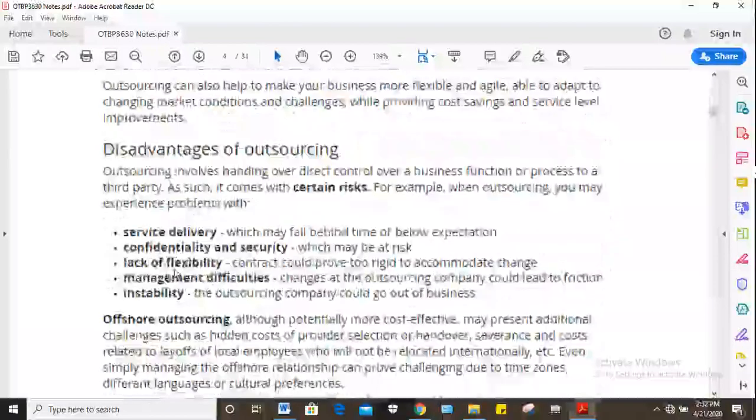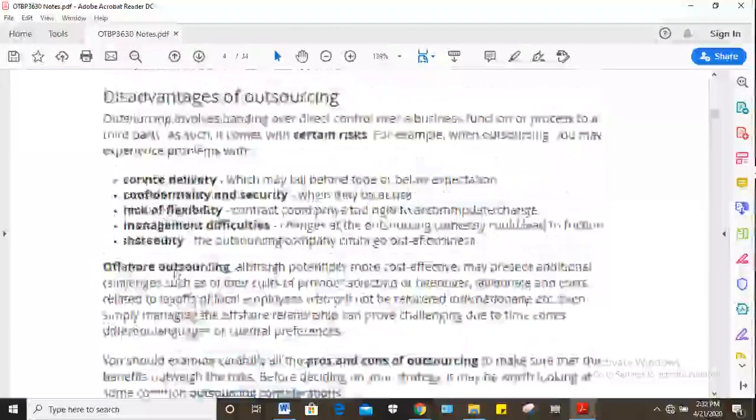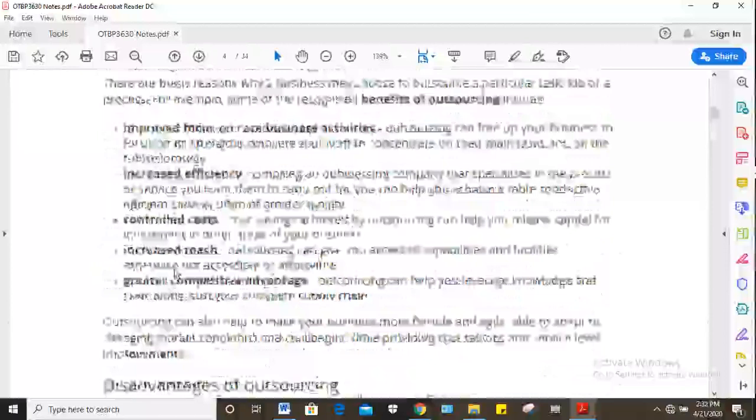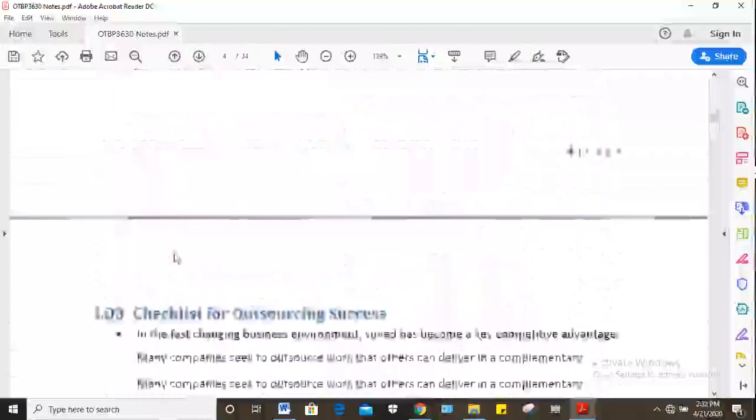Then the disadvantages: you can sometimes have service delivery issues of confidentiality and security, lack of flexibility, management difficulties, and instability. So those are the key disadvantages. But if you also search, you can also find even more advantages and disadvantages of outsourcing.